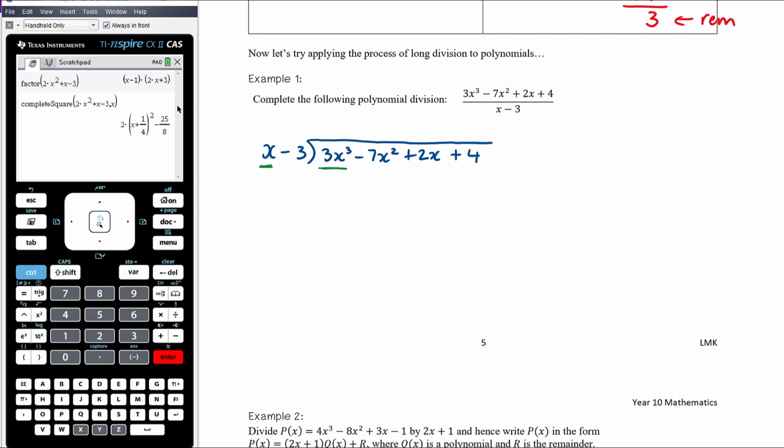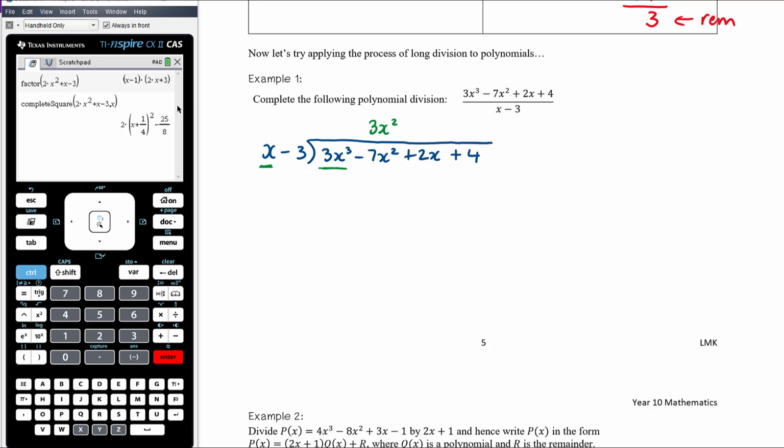So the question is, how many times does x go into 3x cubed? Or an easier way to think about that when you're working with algebraic terms is, what do I need to multiply x by to get 3x cubed? And that's 3x squared. That's the first term in our quotient.